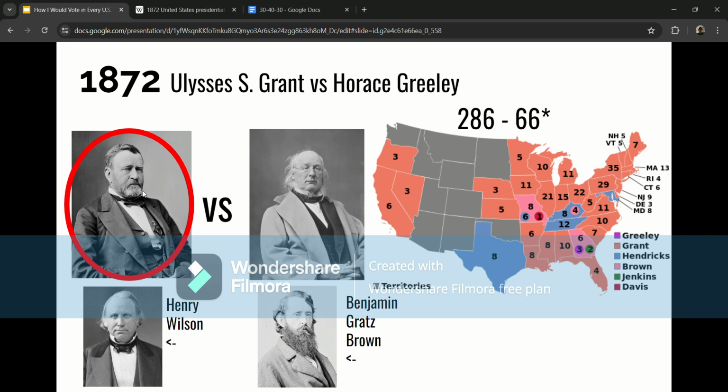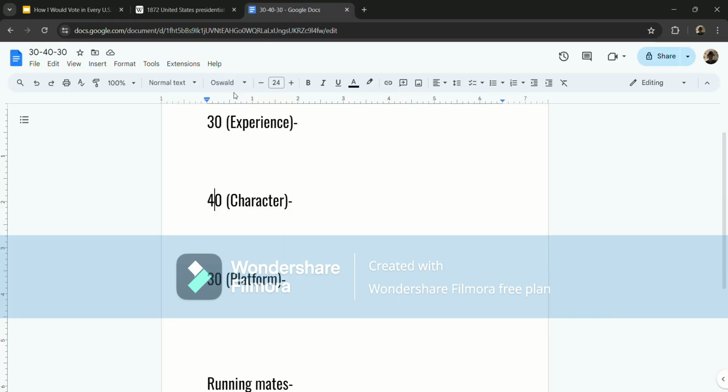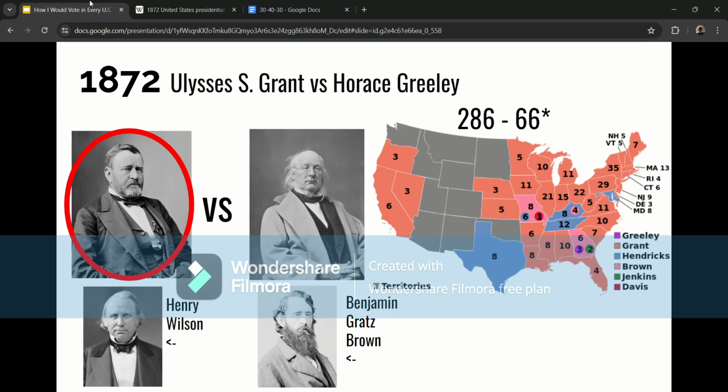Grant wins hands down every single trait that I look for as a voter. He check marks all three of my boxes in this. Has the experience needed. Definitely wins character, and I support his platform, so I have no reason not to vote for him. Now again, yes, his corruption. This is during the time, of course, when the Republican Party was splitting into two different factions, or beginning to.